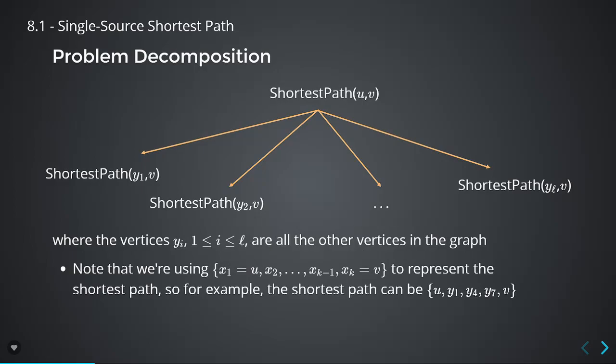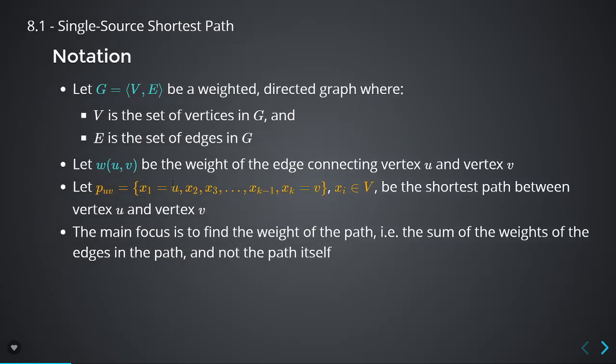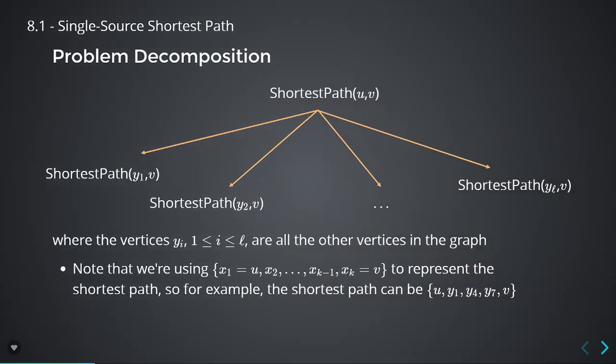Now, just a word on the notation that we're using in case you're not sure how this x1, x2, x3 works. So if y1, y2, y3, and so on are the vertices in the graph, then, for example, I can represent the shortest path like so. Let's say the shortest path is going from u to y1 to y4 to y7 to v. So in this case, x1 is u, x2 is y1, x3 is y4, x4 is y7, and x5 is v. Okay, so hopefully you understand how this notation works.